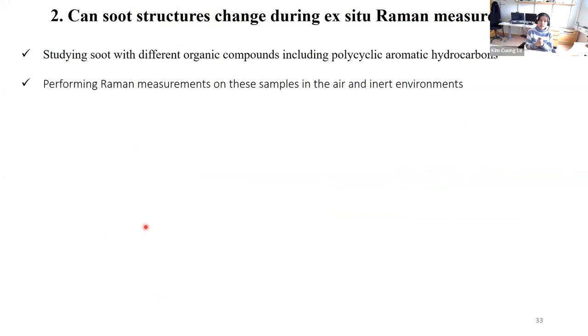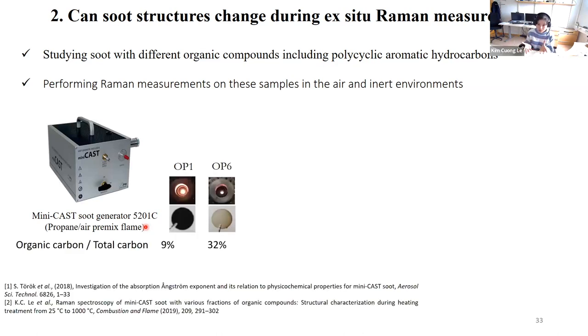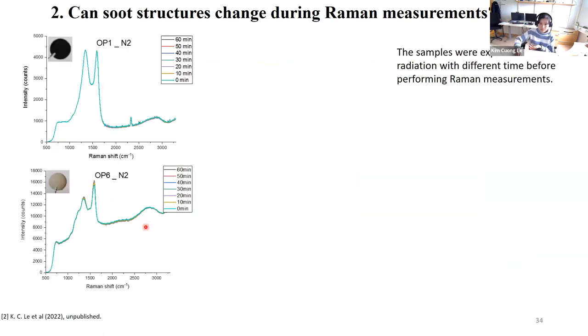The second question is, can soot structure change during ex-situ Raman measurement? In order to do that, we are using a mini-CAST soot generator to produce two different types of soot, OP1 soot and OPC soot. OP1 is black soot and OPC is brown soot. The second one has a higher organic compound content compared to the first one. And then we put the sample in a Linkam heating stage, and then we have the gas go through the Linkam. So we perform the measurement in air and in nitrogen environments.